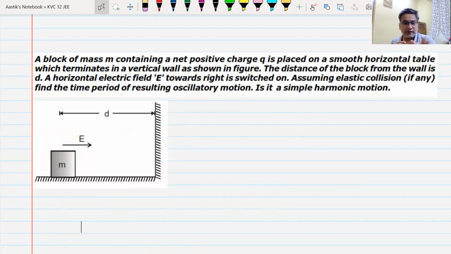So this is a question: a block of mass m containing a charge q is placed on a smooth horizontal table which terminates in a vertical wall as shown in the figure. The distance of the block from the wall is d. A horizontal electric field towards right is switched on. Assuming elastic collision, find the time period of resulting oscillatory motion. Is it simple harmonic? I can tell you it is not simple harmonic.